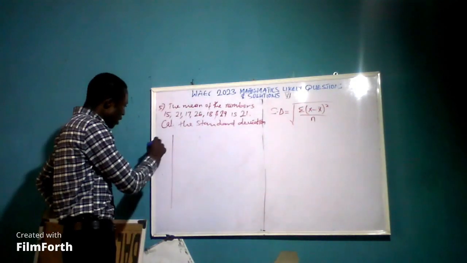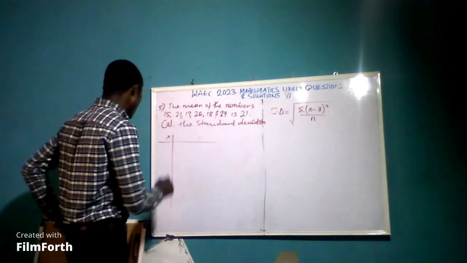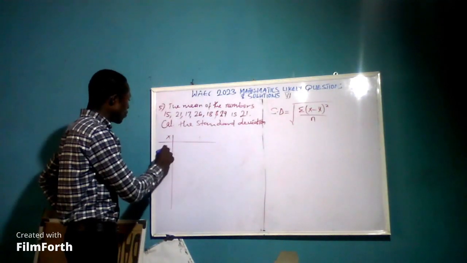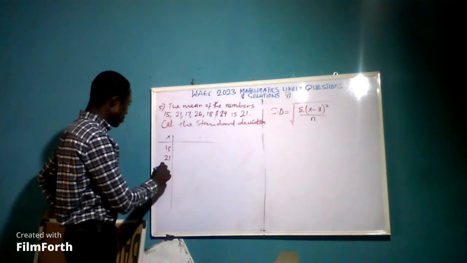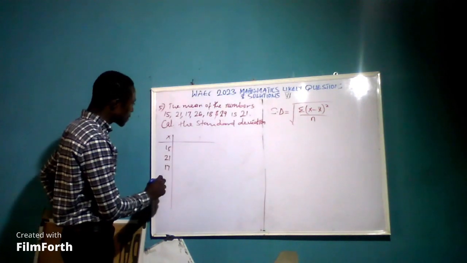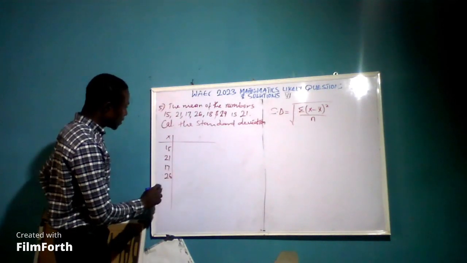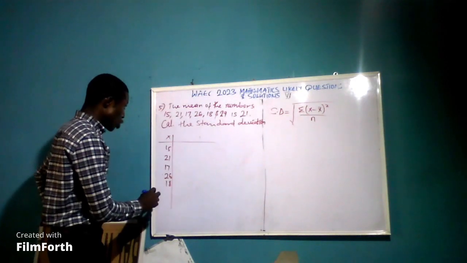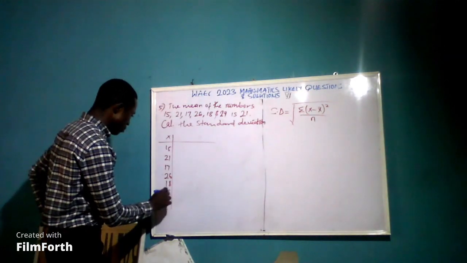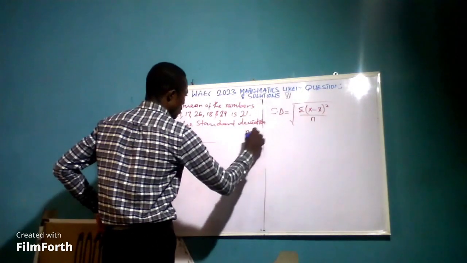So we have X, which contains point number 1 to be 15, point number 2 to be 21, point number 3 to be 17, point number 4 to be 26, and point number 5 to be 18, then point number 6 to be 29. Okay? So that our n is equal to 6.